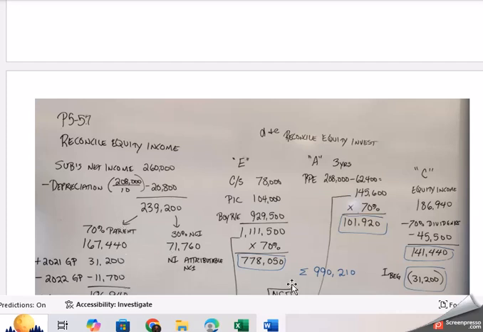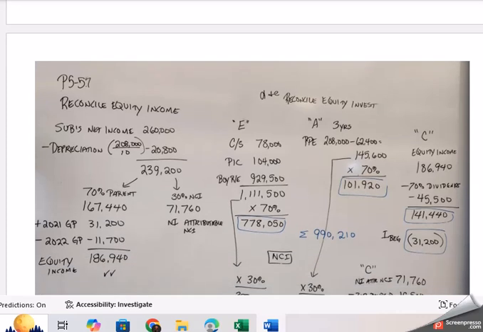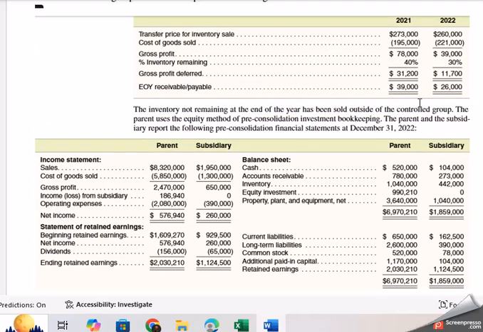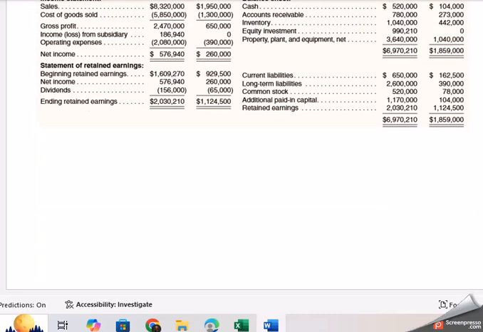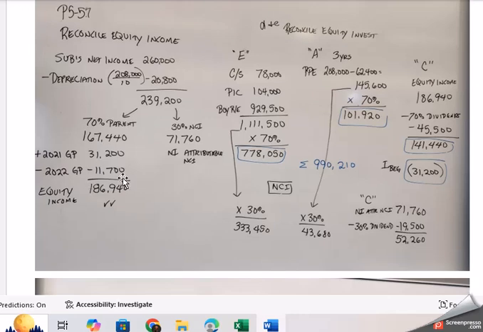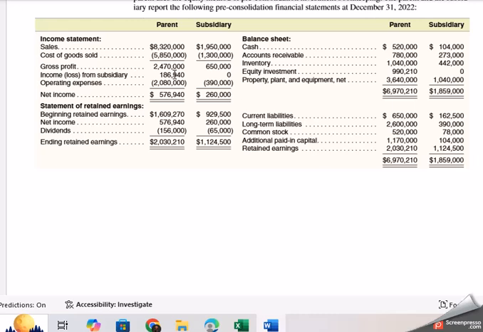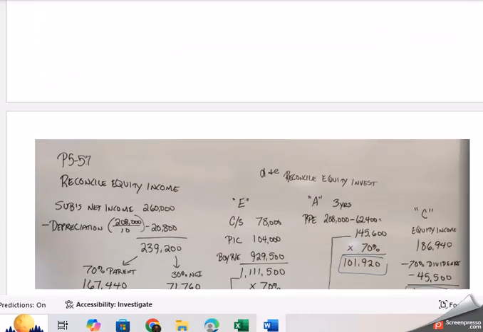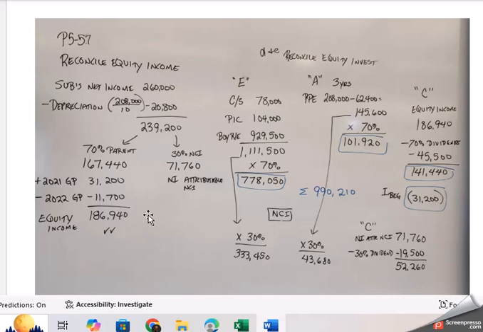But then the parent still has the remainder of those adjustments because it is a downstream sale. So they get to add their gross profit that was deferred last year. If you go back up to that table, that is the $31,200. And then they have to subtract the gross profit that's deferred this year, so the $11,700. And then that ties out to their equity income, the $186,940, which again ties out to what they have on their income statement. So if you tried to do the inventory before the split, you're not going to tie out, so that should clue you in. Then I set up this exact same way as we did in the last problem.